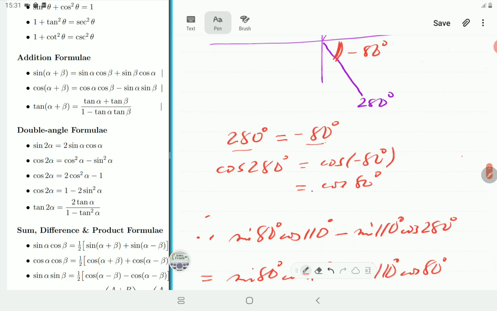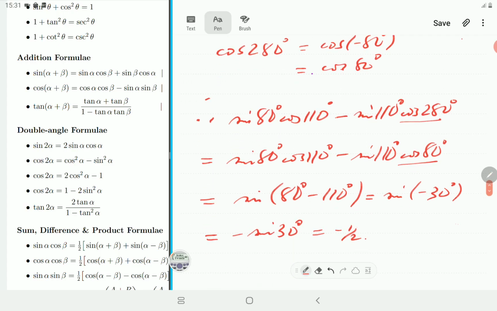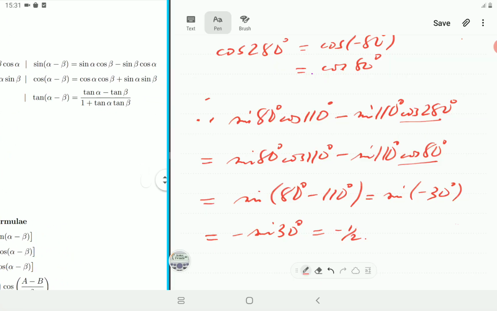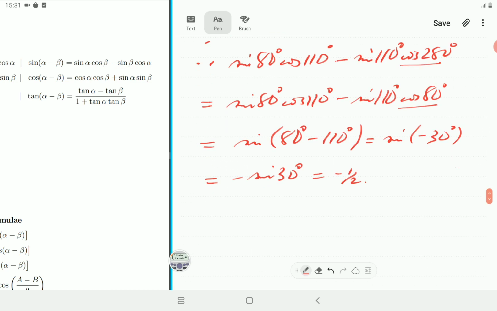Then of course it means cos 280 is cos negative 80, but since cos is even, it's the same as cos 80, so this term here we can simply replace by cosine 80. And then using that formula for sine of alpha minus beta, there's going to be simply sine of 80 minus 110, which is giving us sine negative 30, and so this is going to be negative half.